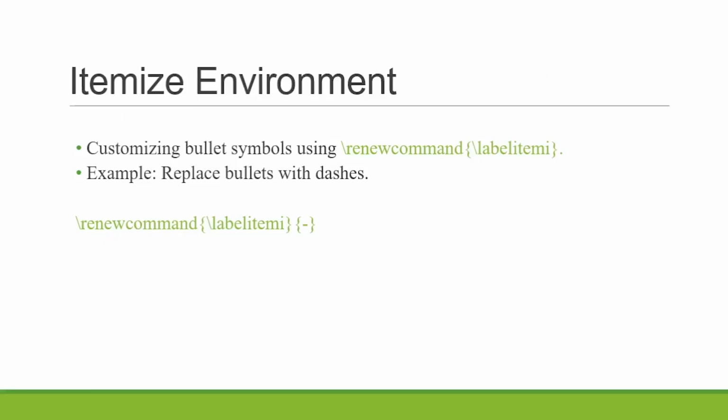In LaTeX, we can customize the bullet symbols in an unordered list by using the \renewcommand with \labelitemi. For example, to replace the default bullets with dashes, we can use this command: \renewcommand curly brackets \labelitemi, then the symbol inside the curly brackets. This will replace the bullet points in your list with dashes, giving it a different style.